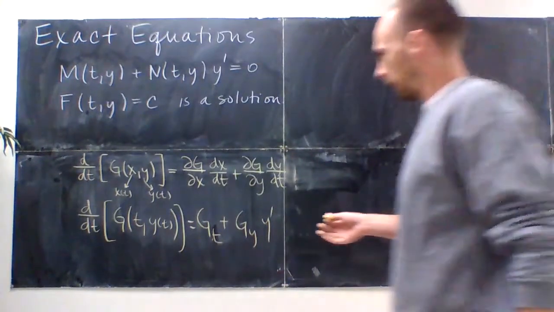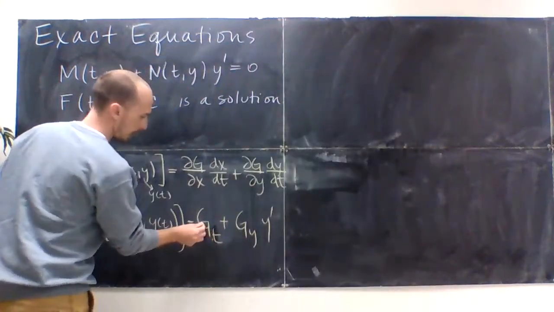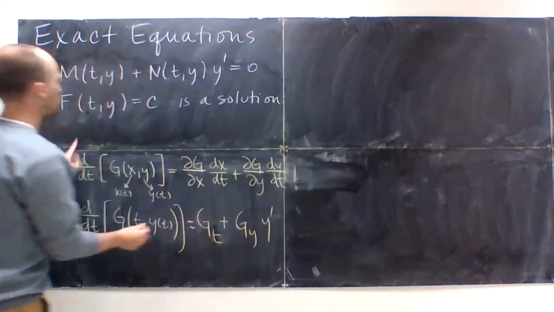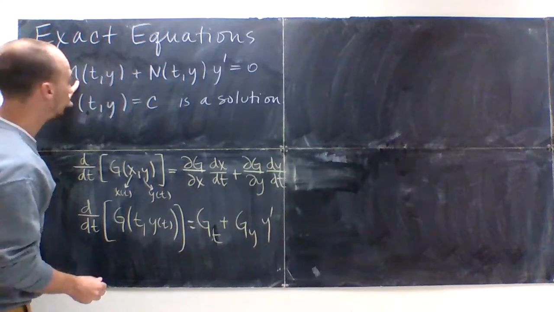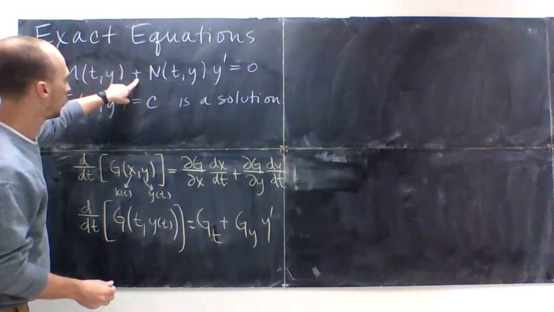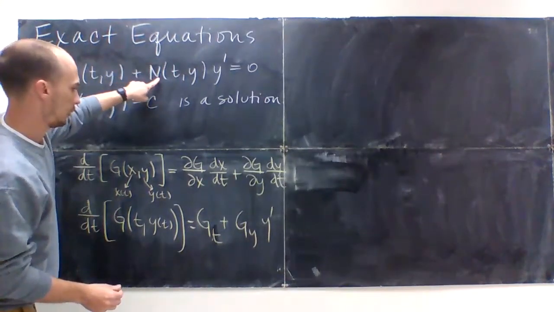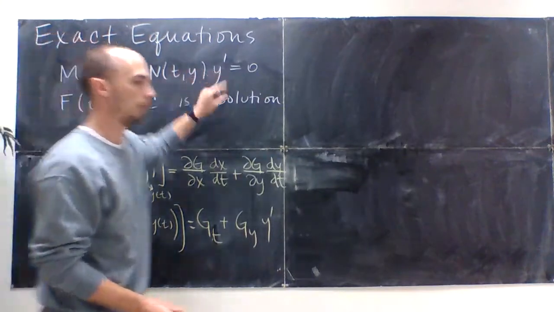then it will be the case that, well, what we're really looking at is f's partial with respect to t plus f's partial with respect to y times y prime.